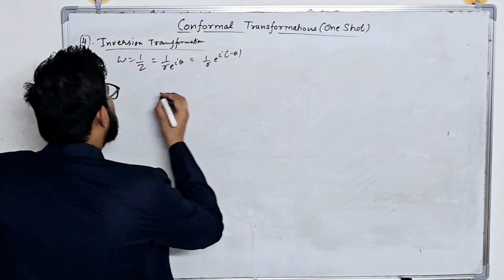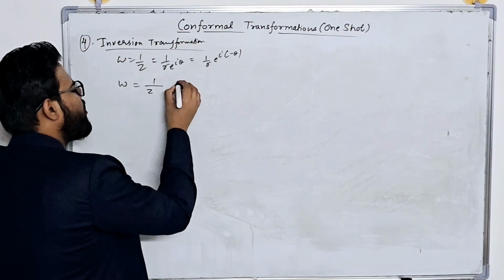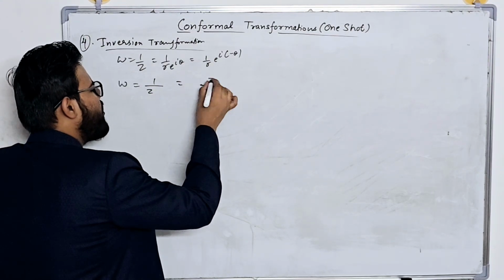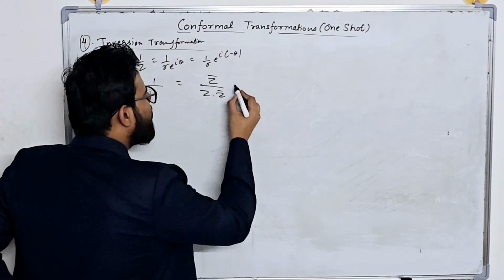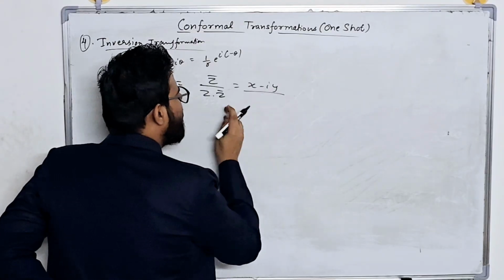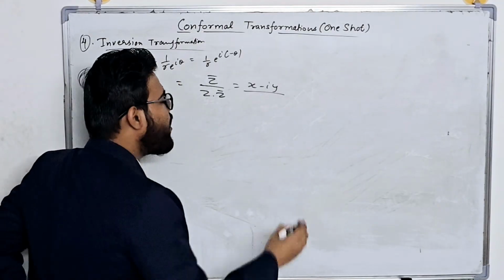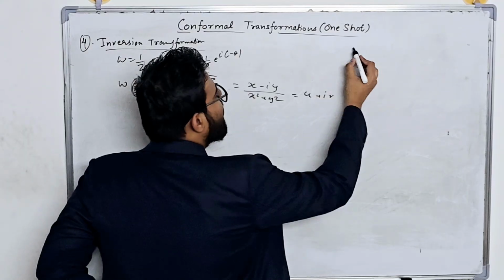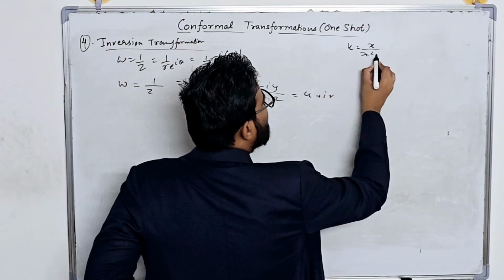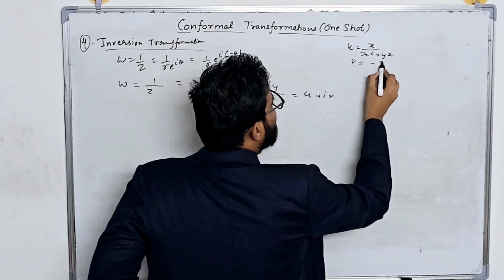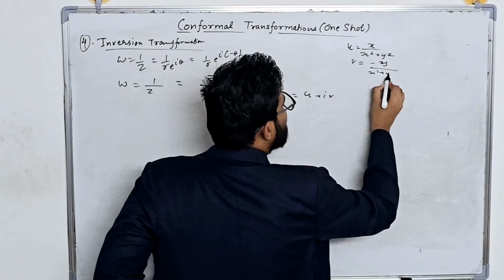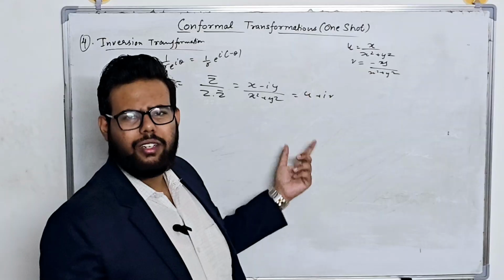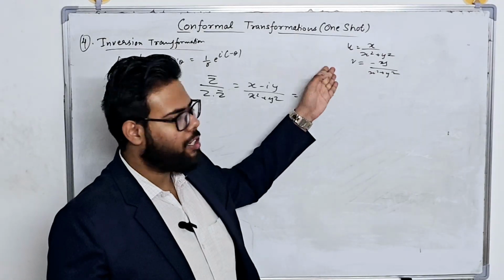But one more thing, we can also write it like this: 1 upon Z is equal to Z bar upon Z times Z bar. So it is equal to x minus iota y divided by the mod Z squared, that is x square plus y square, which is equal to u plus iota v. Hence u is equal to x by x square plus y square, and v is equal to negative y by x square plus y square. And this is a very helpful information, so we should remember this. You can easily prove it also, but it is better to remember it.